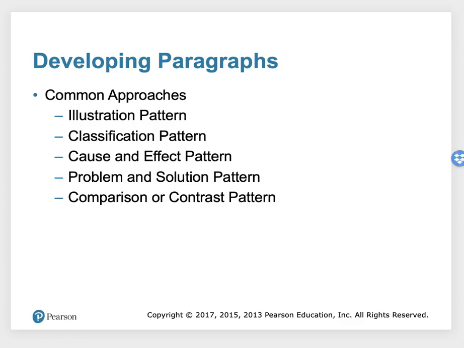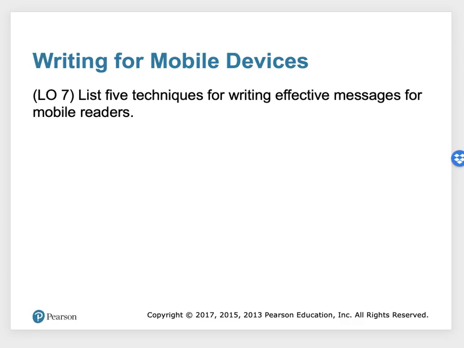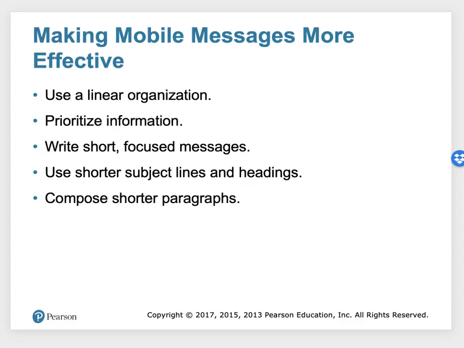All right, and learning objective number 7, which is to list 5 techniques for writing effective messages for mobile readers. So making your mobile message more effective. You want to remember that reading is often more difficult on a small screen, and your user's ability to comprehend what they read on a mobile device is usually lower than it is on large screens because it is a small screen.